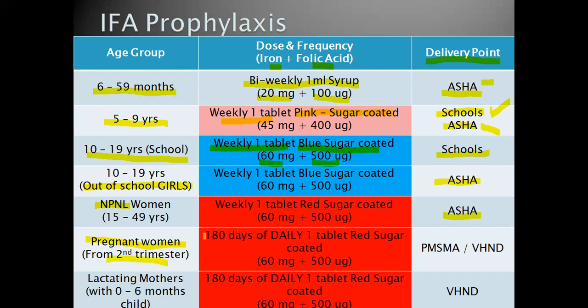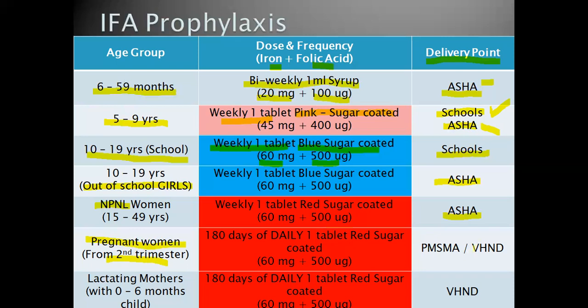You have to have at least 180 days of IFA prophylaxis in pregnancy. The dose will be same as the NPNL women, 60 milligram of iron, 500 microgram of folic acid, sugar coated red tablet, daily one tablet to be taken. What would be the delivery points? So antenatal clinics can be the delivery points.